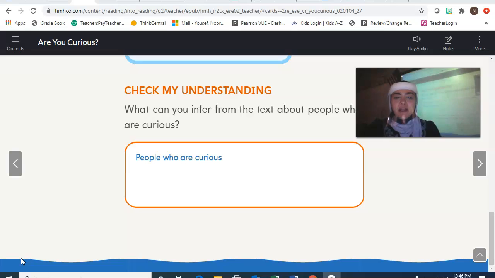So the question was, what can you infer from the story about people who are curious? They mentioned people that were curious about how birds fly. They were watching the bird closely and how the wings are, right, of the bird. And then they created what? What did they create after learning how a bird flies? What did they make?